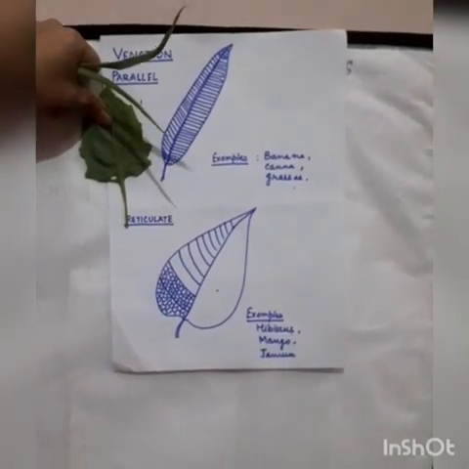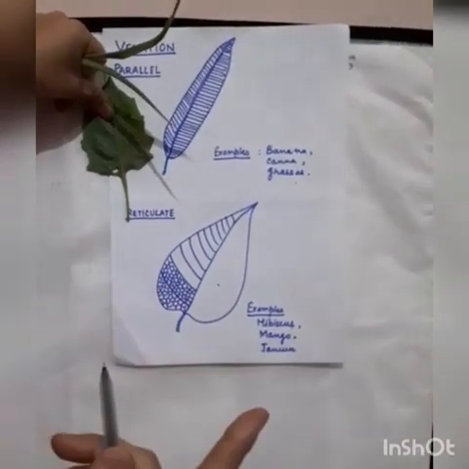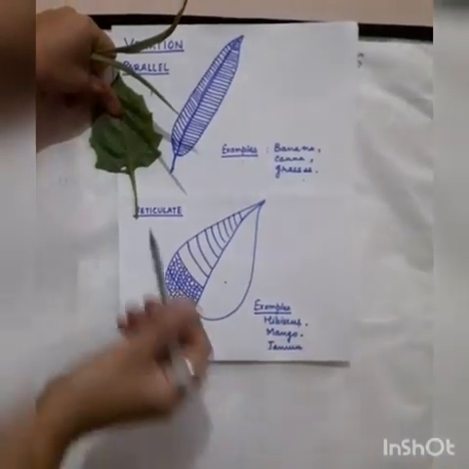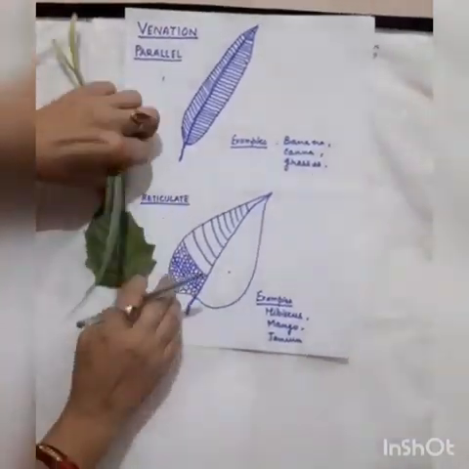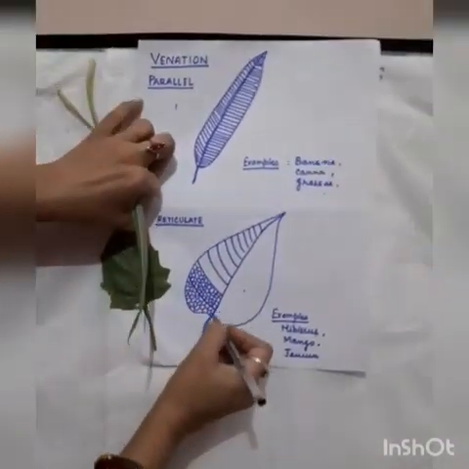All of you know that two types of plants are there. One is known as dicot and one is known as monocot. In dicot, the arrangement is different. In monocot, the arrangement of veins is different. In dicot, you can see this is the reticulate venation. In this, there is a network of veins. You can see one mid vein is there.